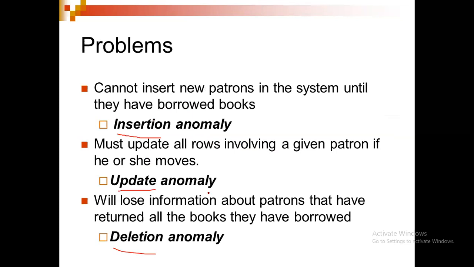And if that book has not been returned by that person, and unfortunately I deleted it, then everything that is related to that person will be lost. So we will lose the information about the patron and all the books they have borrowed. So the deletion anomaly problem will come. If I don't maintain that functional dependency, I am going to get such kinds of problems.